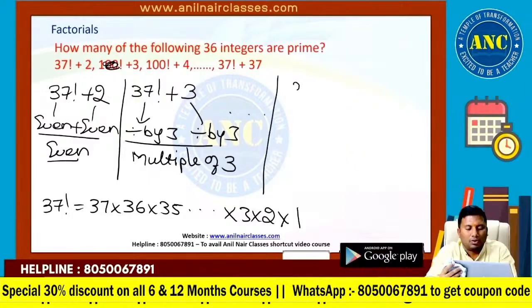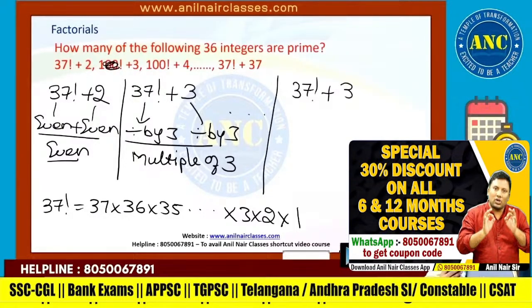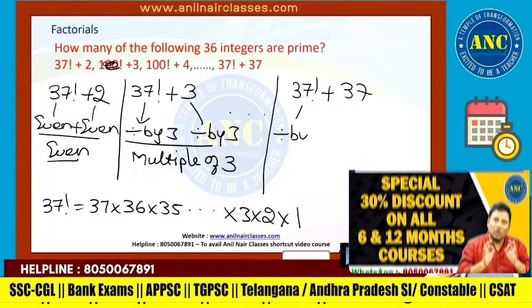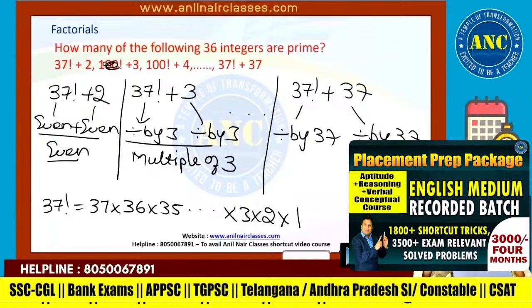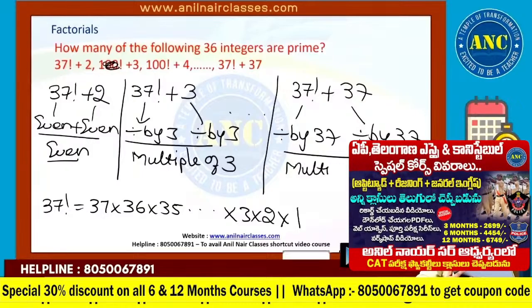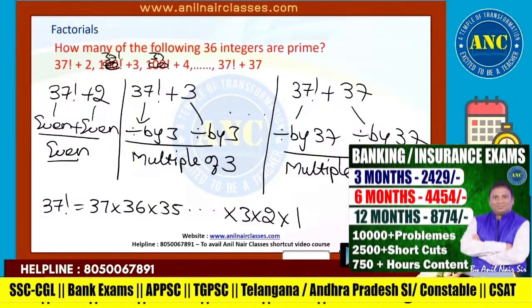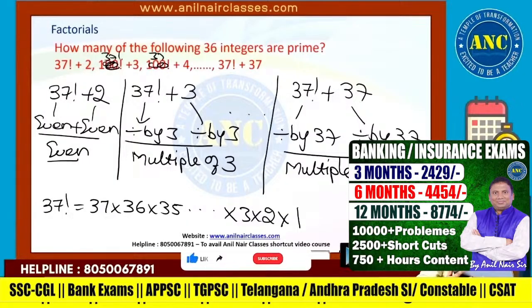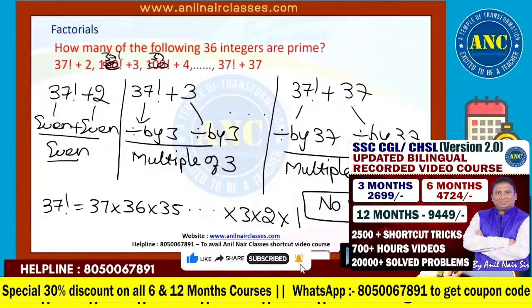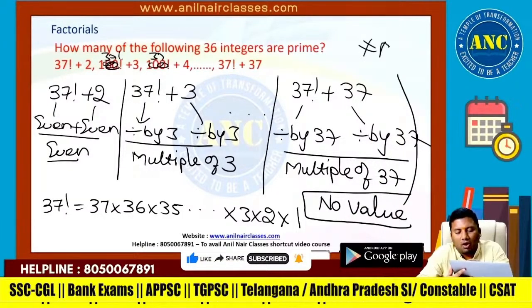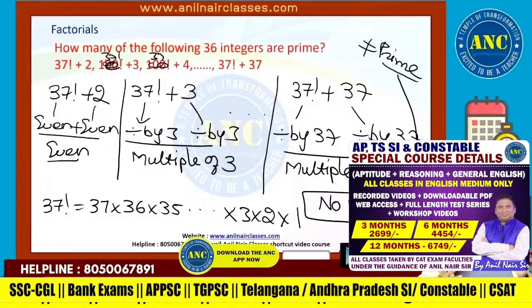And so on up to 37 factorial plus 37. This is divisible by 37 and 37 is also divisible by 37. If I add two numbers which are divisible by 37, the answer will be divisible by 37. So again it is a multiple of 37. That means all the numbers, these 37 factorial plus n. Typo mistake. All are multiples of 37. Answer is none. Of all the 36 integers, none is a prime number. All the 36 numbers are composite numbers.